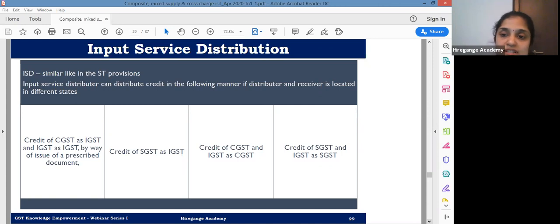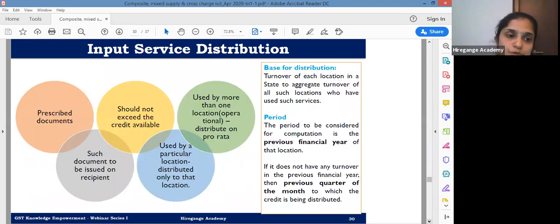If the distributor and the receiver are located in different states, credit of CGST could be distributed as IGST and IGST as IGST. Credit of SGST could also be distributed as IGST by way of issue of the prescribed ISD invoice. So what is the basis for the distribution? There has to be the prescribed document, which is the ISD invoice, issued by the input service distributor. It should be issued to the receiver, who is the beneficiary who has consumed that expense or got the benefit of the service.